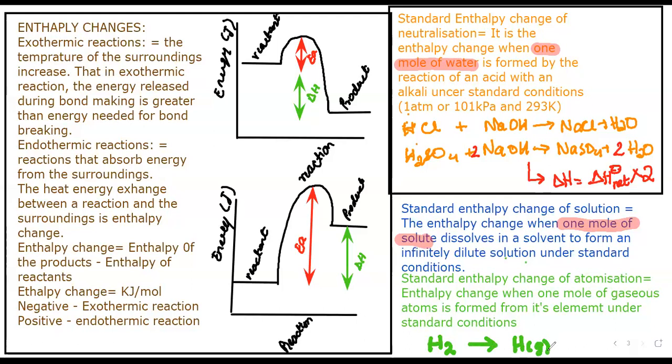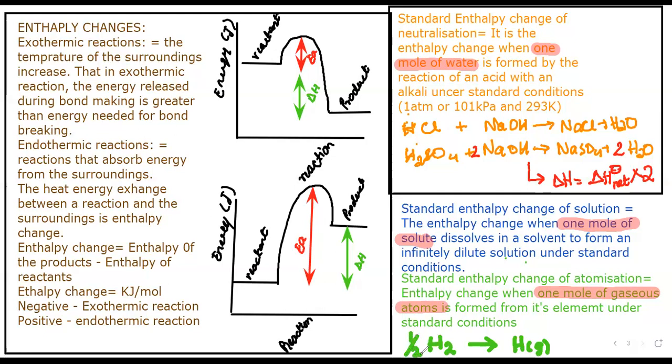But one small thing I have to add is I have to balance it. The definition says that it has to be 1 mole of gaseous atoms. Our product has to be 1 mole, which means if I'm balancing the equation, I will write down half H2.